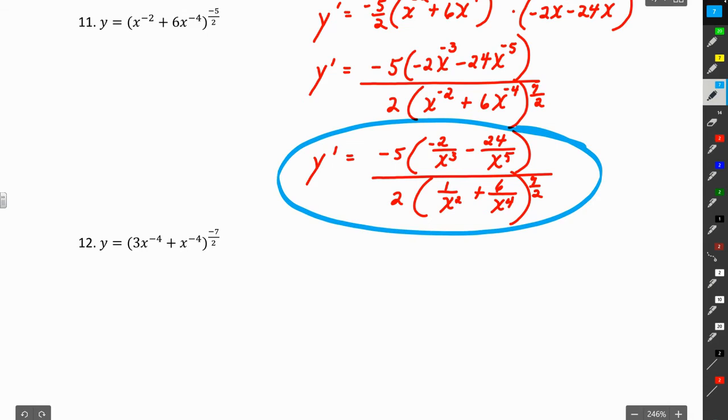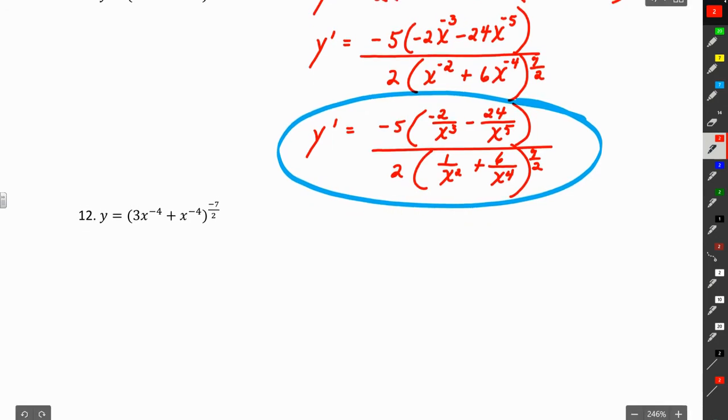And last one, number 12. You always want to make a really good habit of first looking at it and seeing if there's any way we can simplify it. We couldn't really do anything with number 11, but with number 12, it looks like we can simplify the inside because they're both the same base raised to the same power, so we can combine them. So what we end up with is 4x to the negative 4 raised to the negative 7 halves power. So that's going to be a lot easier to work with. All right, now we'll take the derivative of that using the chain rule.